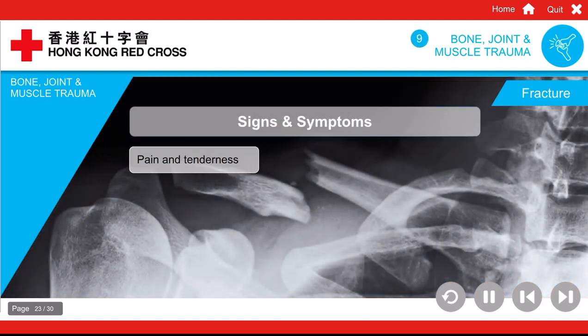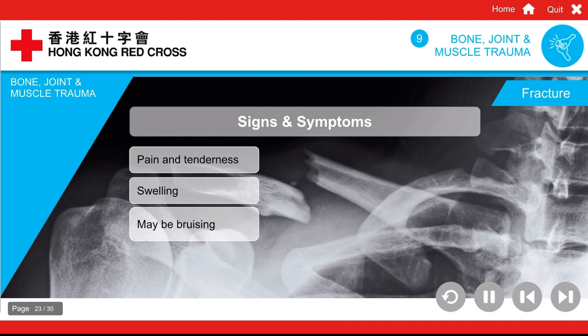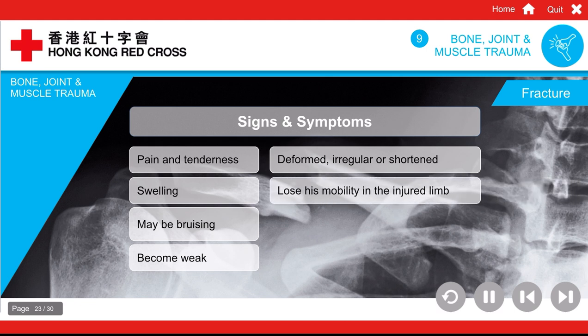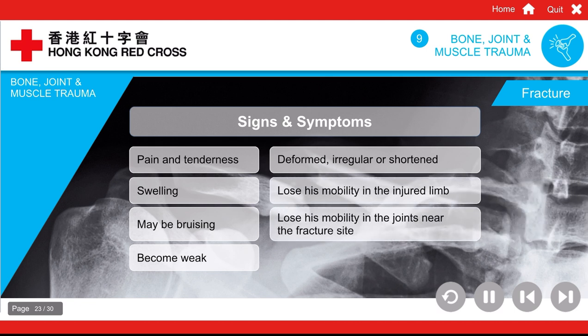The signs and symptoms of fracture include pain, tenderness and swelling at the injured site. There may be bruising. The injured limb will become weak, deformed, irregular, or shortened. The victim may lose his mobility in the injured limb and in the joints near the fracture site. He or she may suffer from shock due to massive bleeding at the fracture site.